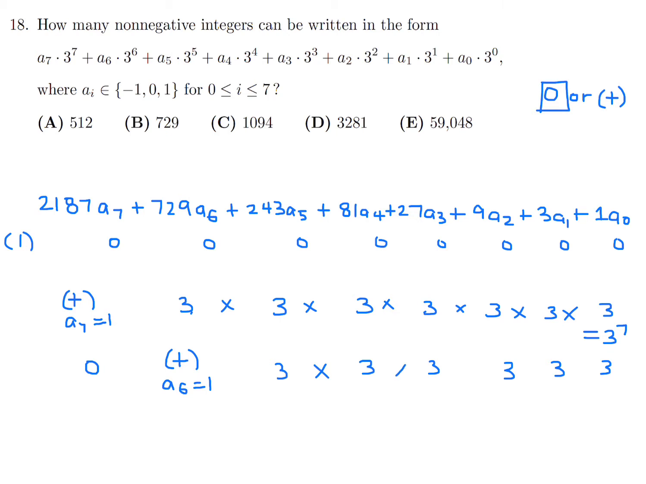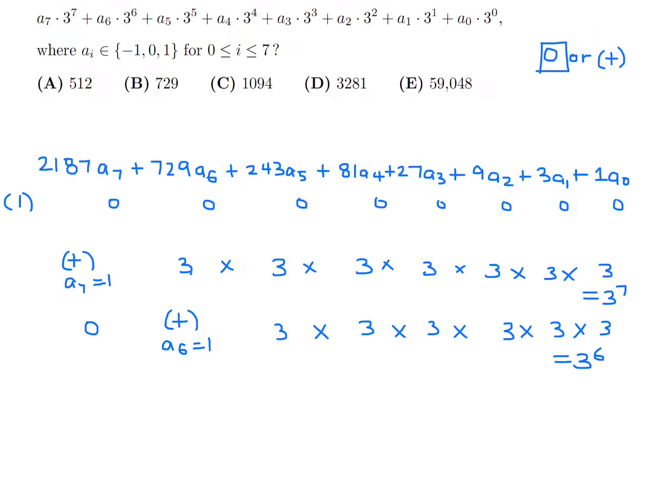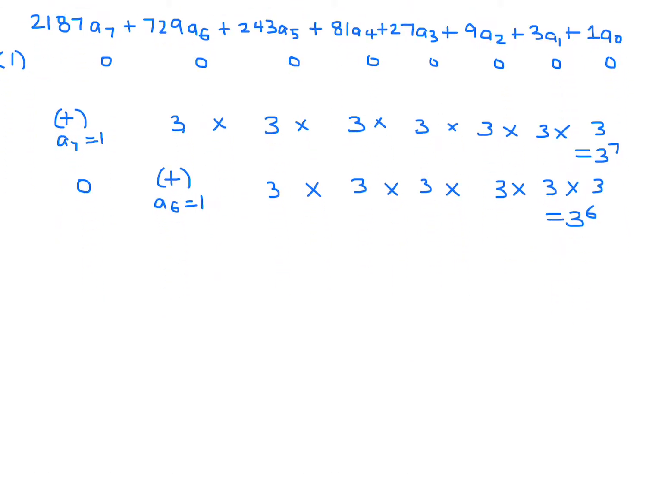So this is what? 3 times 3 times 3 times 3 times 3 times 3. That is 3 to the power of 6. All right, so I hope you get the point. And if you keep doing that, you'll notice that you will get a pattern here. If you get this to 0 and this to 0, and this is going to be positive by making A5 equal to 1, it's the same story. 3, 3, 3, 3, 3, which is 3 to the power of 5.